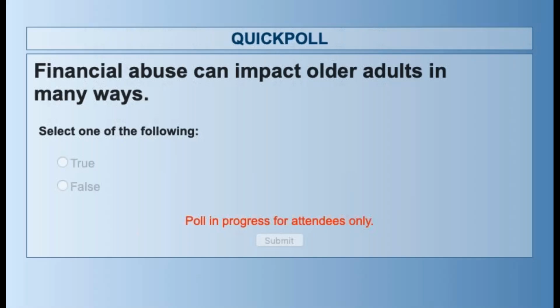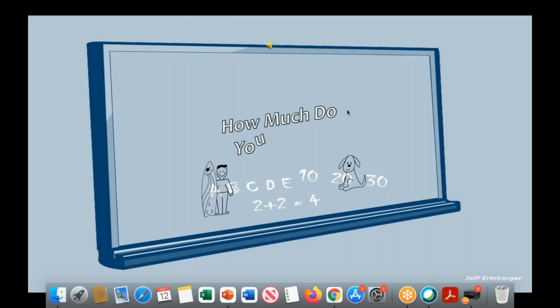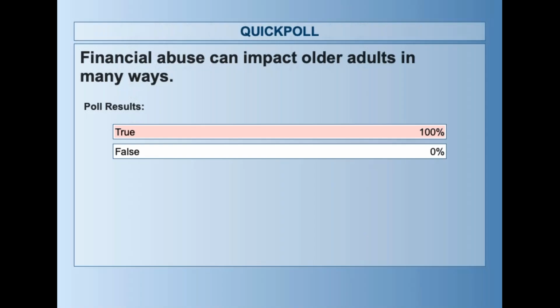True or false? Financial abuse can impact older adults in many ways. Wow. Is that true or is that false? Okay, let's look at the results. Wow. 100% of you think that is true? Well, let's ask the CFPB if it's true or false.